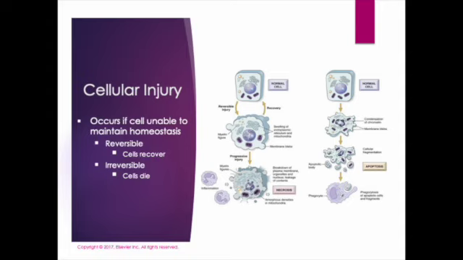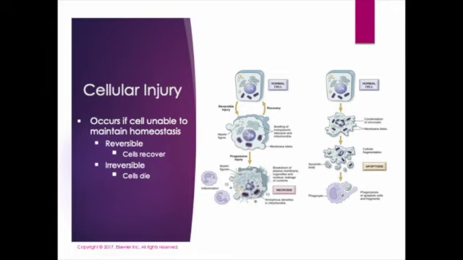Now we're going to look at cellular injury. Cellular injury occurs if the cell is unable to maintain homeostasis. So what is homeostasis? This is the normal or adaptable state in response to stress or other injurious stimuli that can occur in our body. Our cells strive to maintain stability and function despite having challenges.